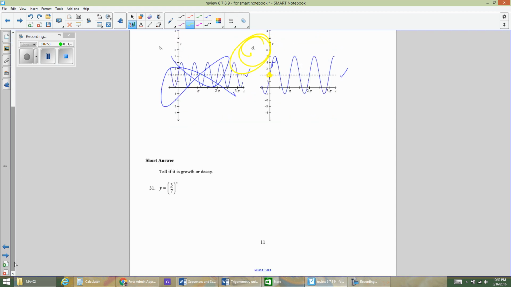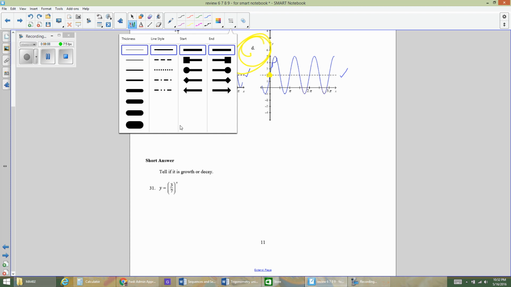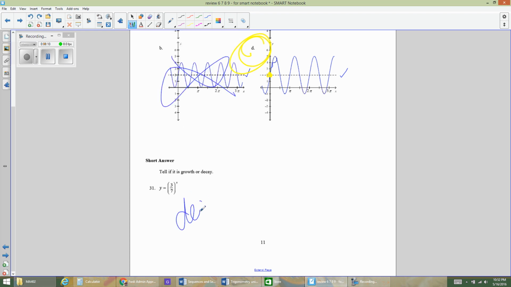Okay, last but not least here, tell if it's growth or decay. Alright, look at the number in there. That says 3 over 7. Is that bigger than 1 or less than 1? It is less than 1, so it's decay.